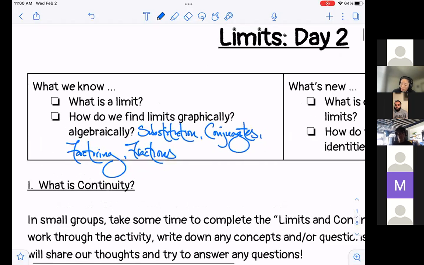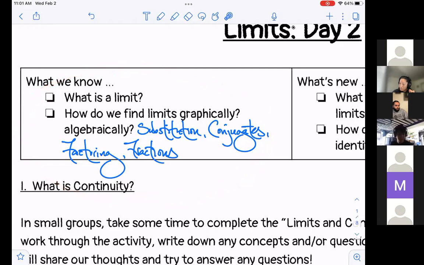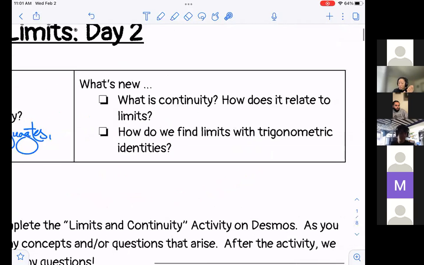Now, one other thing that's nice about the "what we know" is that this list of questions should be something, as you're thinking about how to prepare for an exam or what was really important from the previous lecture, that will give you that information as well. All right, so what's new?